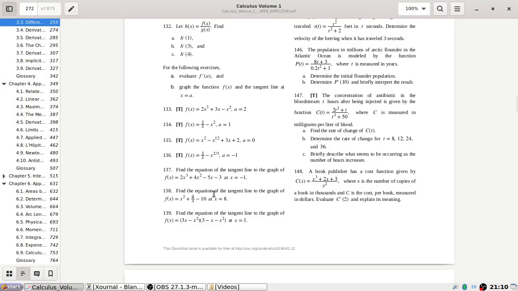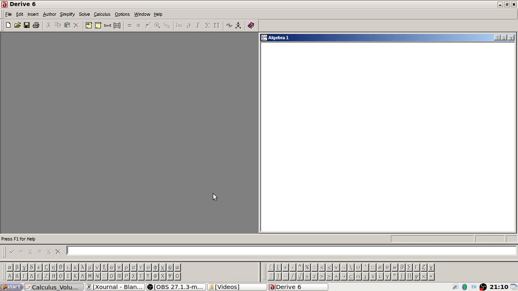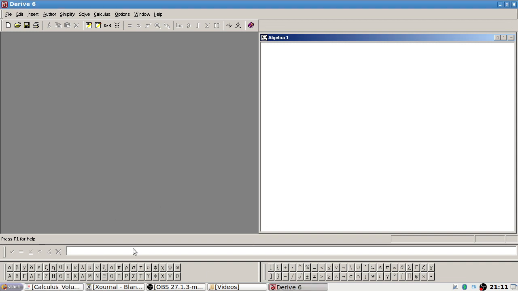So, you probably noticed I've tried using Maxima, but I just keep gravitating back towards Derive 6. I know it's old, but it's just so easy to use. It has a lot of features in it, and it's such a small program. It's only like 10 megabytes, and it just works so well. I think TI did a really good job with it. So, anyways, let's see what's first now.